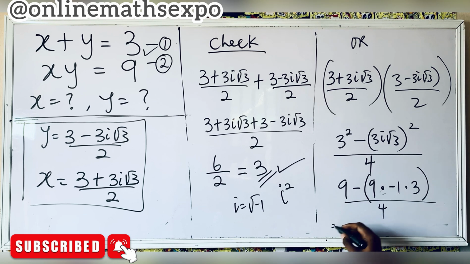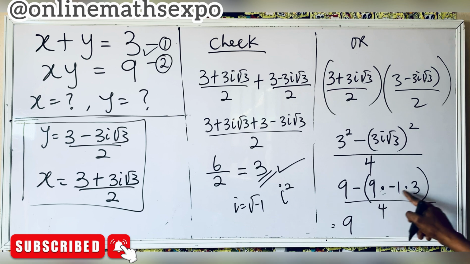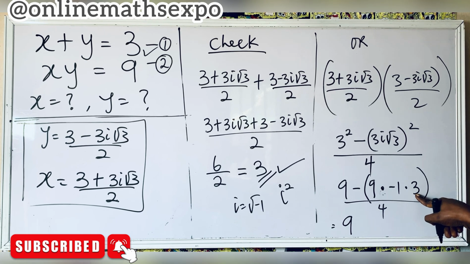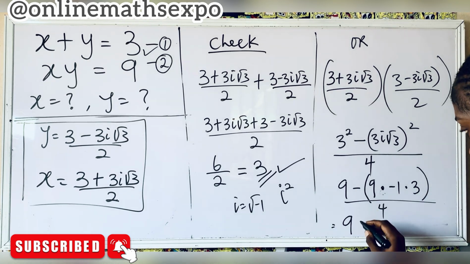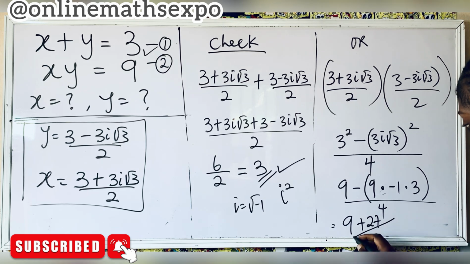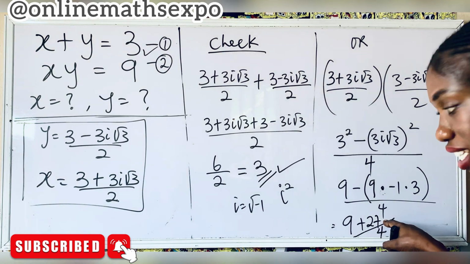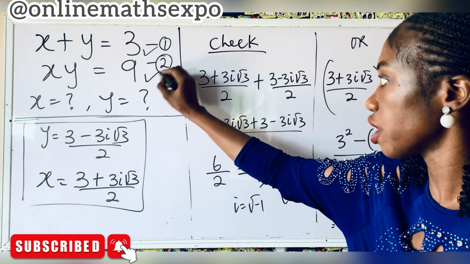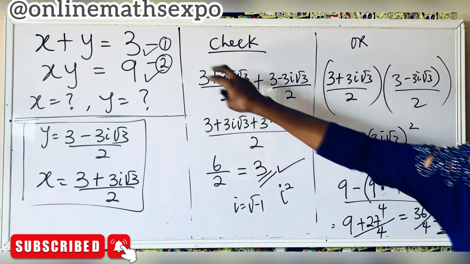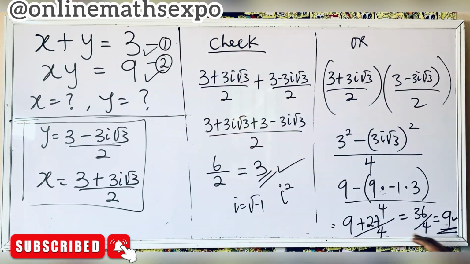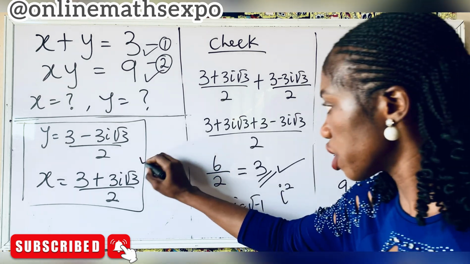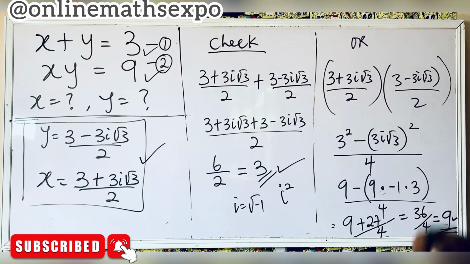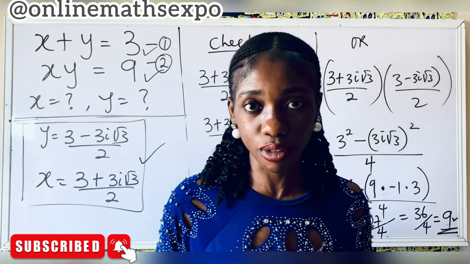So if you simplify, it's giving you 9. Multiply this, it gives you -27. And when you multiply with the negative, it becomes positive. Okay, all this will be divided by 4. 9 plus 27 will give us 36. And when you divide 36 by 4, it gives you 9, which is what we have here. So you see, for checking for both the first and second equations, we got the same answer using this x and y value. So you can try your own using the second value of x and y.